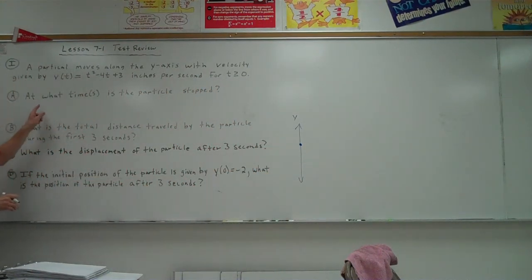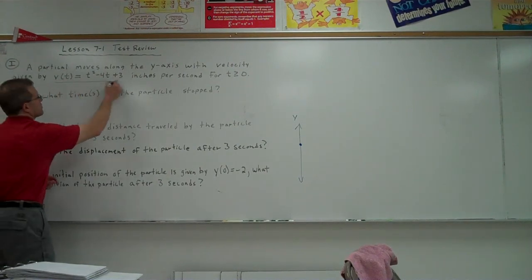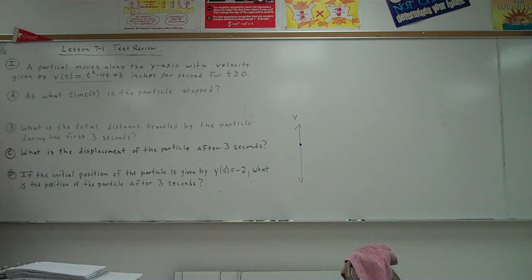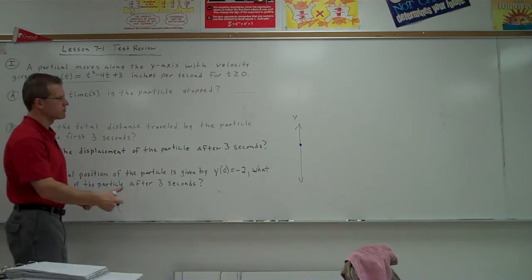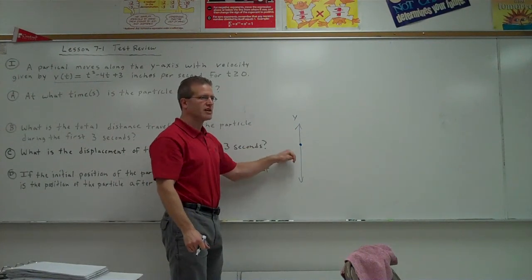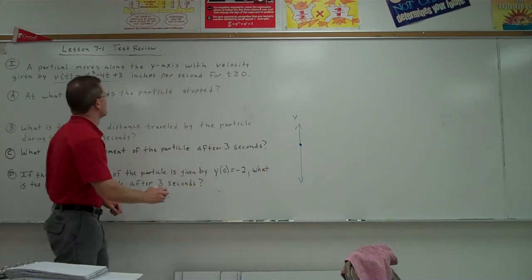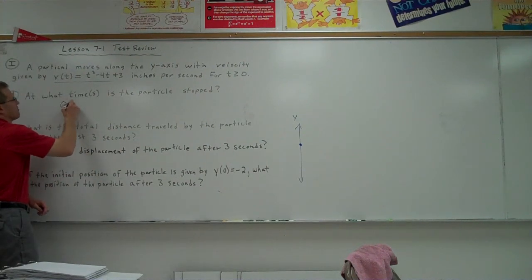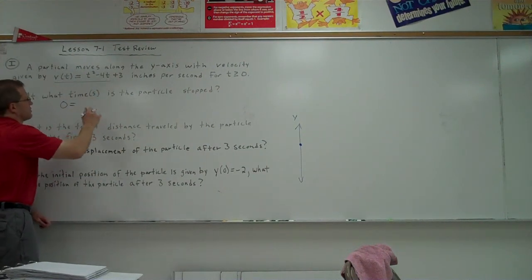First thing I have to do is figure out when the particle stopped. So when the particle stopped, what's the velocity going to be? 0, right? When the velocity is positive, that means the particle is moving up. When the velocity is negative, that means the particle is moving down. So when the velocity is 0, that means the particle stopped. So all we need to really do is figure out when this function will equal 0.